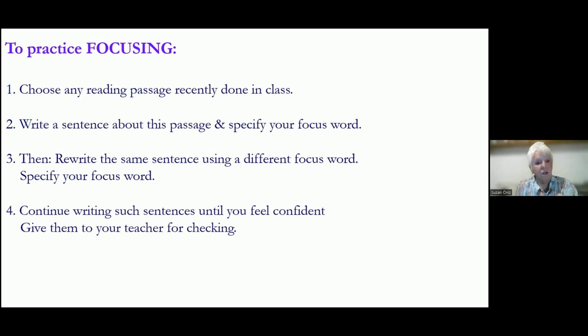Then rewrite the same sentence using a different focus word. Specify your focus word. But what you're doing is you're trying to write a similar sentence, meaning-wise, trying to give the same message. And then continue writing such sentences until you feel confident, then give them to your teacher for checking. This seems to work well. They like to work on their own and do these things. Some students don't hand in anything. Bana ne? Yani, I can only suggest. I'm not a policewoman, but most of them do this, and it seems to help.